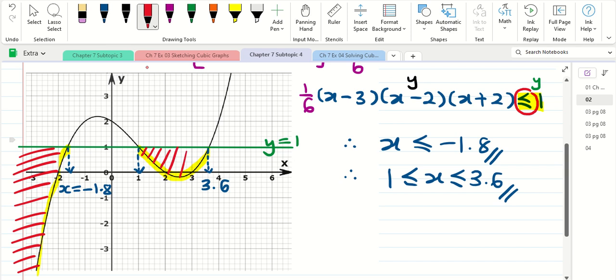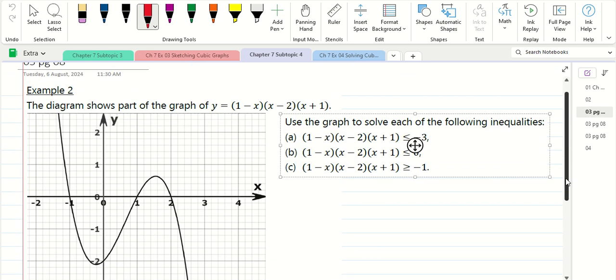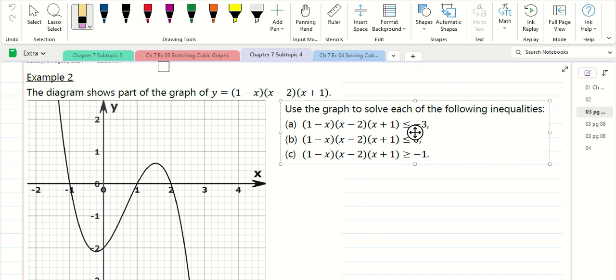Alright, now let's move on to the next example. The diagram shows part of the graph of y equals 1 minus x, (x minus 2)(x plus 1). Now use this graph to solve each of the following inequalities. For part A, 1 minus x, (x minus 2)(x plus 1) is less than or equal to negative 3.